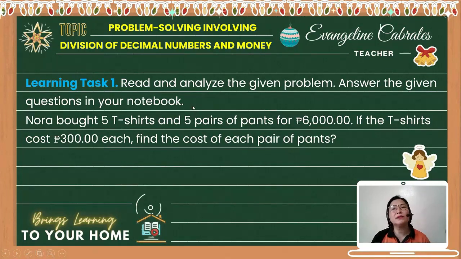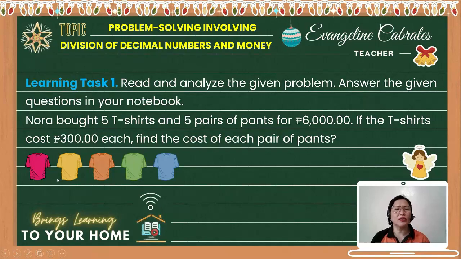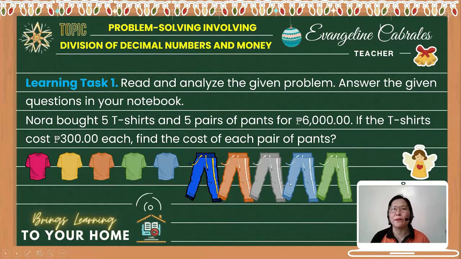So, ang isang mabisang paraan para madaling maintindihan ang problem in order to solve it easily and correctly is to use visualization. Sa madaling salita, mag-drawing kayo. Ano ba ang pwedeng i-drawing dito sa problem na ito? Kung ano yung given, yun ang iyong i-drawing. Dito, ang given ay 5 t-shirts at saka 5 pairs of pants. Okay? So, eto yung 5 t-shirts at eto naman yung 5 pants.